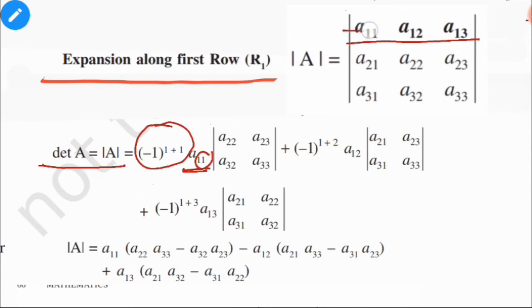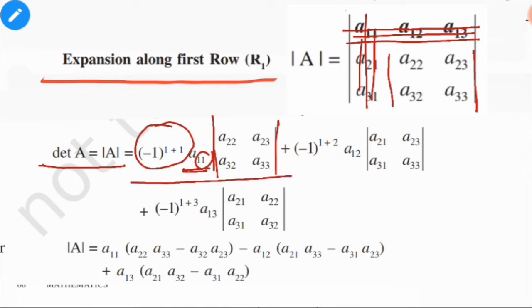And now delete the first row and first column in which A11 lies. Then remaining 2 by 2 determinant. Just multiply 2 by 2 determinant. That is 2 by 2 determinant A22, A23, A32, A33. That is first term. First term plus. Now second term.